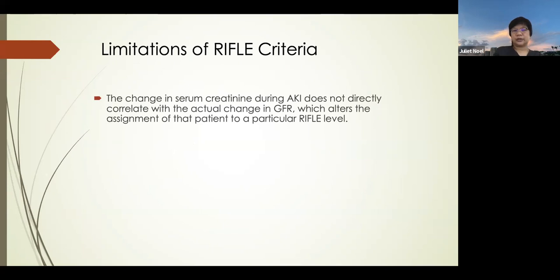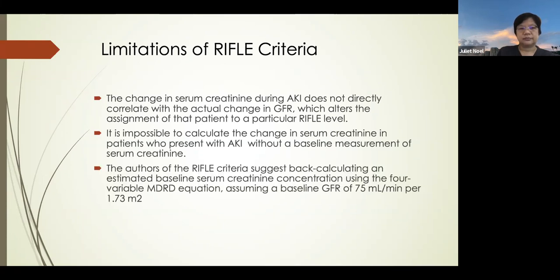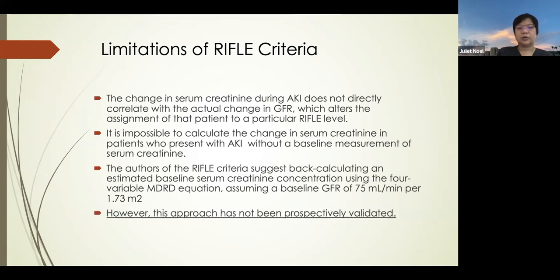The change in serum creatinine during AKI, as I mentioned, does not directly correlate to the actual change in GFR. So the authors of the RIFLE criteria suggest back calculating an estimated baseline serum creatinine using a 4-variable MDRD equation, assuming that the baseline GFR is 75 ml per minute. However, this approach has not been prospectively validated.